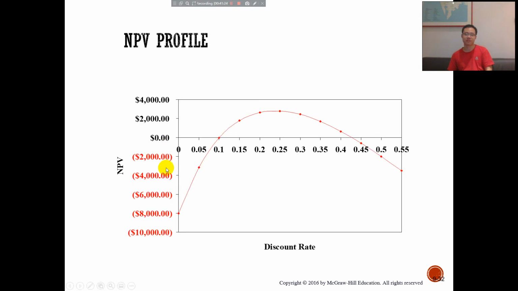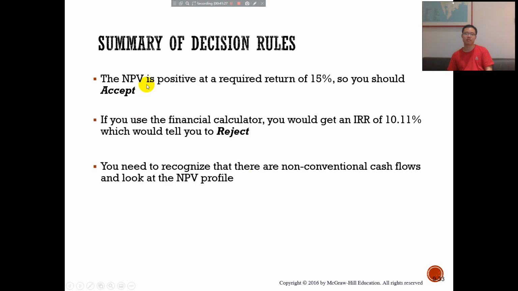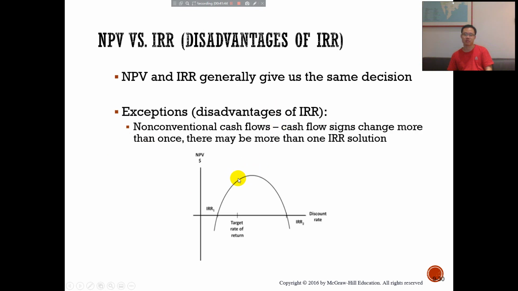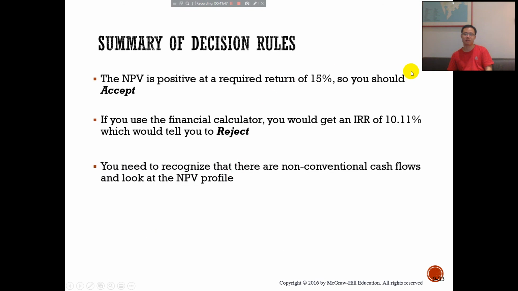If you have this problem, remember that if you have multiple IRRs, you always calculate the NPV. The NPV is positive at a required rate of 15%, like here. Here the NPV is positive, or here the NPV is positive. Then you should accept this project. If you use a financial calculator, you would get an IRR of 10%, which would tell you to reject. That is a wrong decision. So you need to recognize that there are non-conventional cash flows and look at the NPV profile.